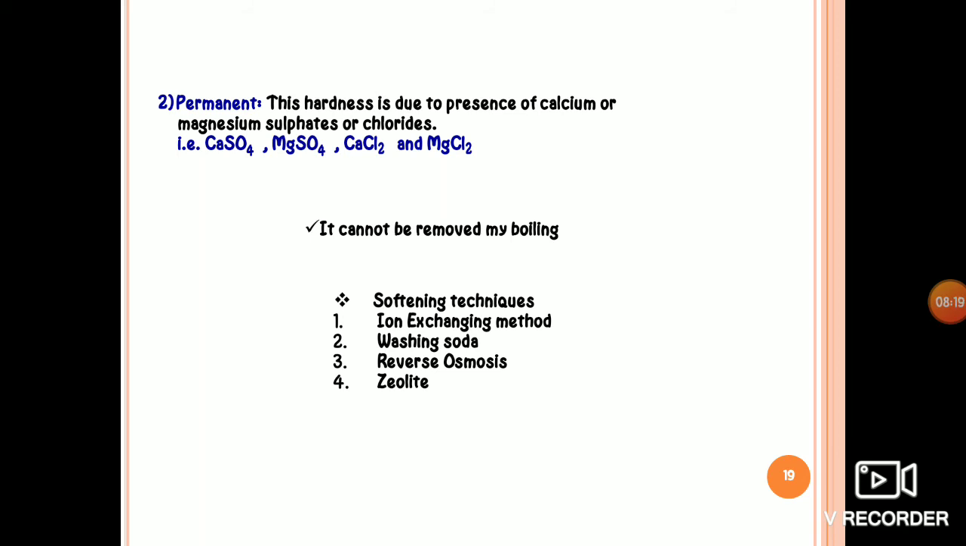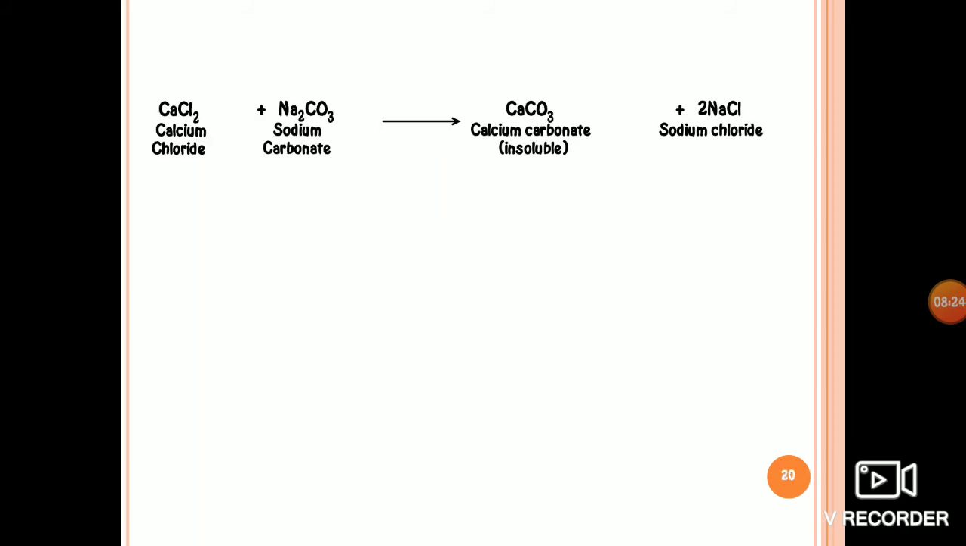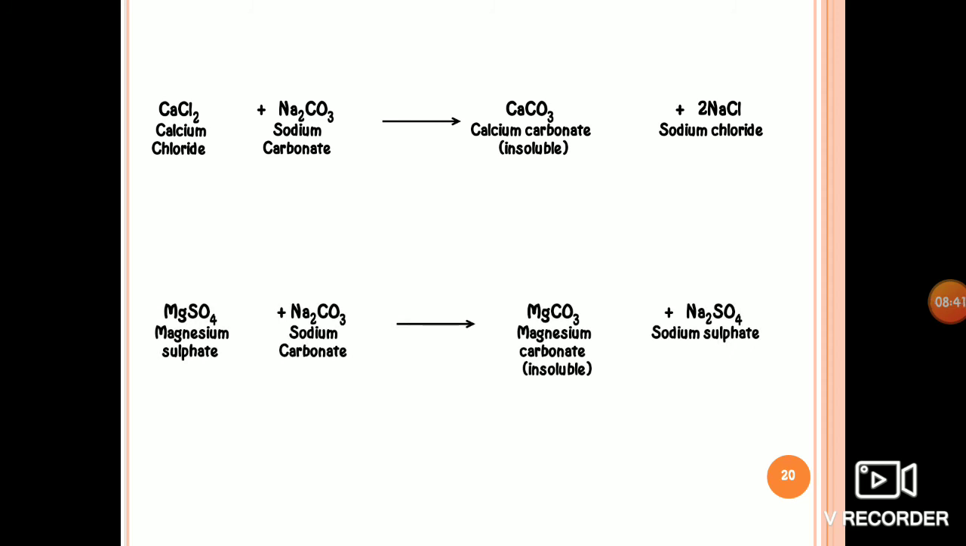Let's look at the reaction for using washing soda to remove permanent hardness. When calcium chloride reacts with washing soda, it forms calcium carbonate, which is insoluble, and we can easily filter it out to give a sodium chloride and water solution, which is soft water. Another example is when magnesium sulfate reacts with washing soda, it forms magnesium carbonate, which is insoluble, and we can easily filter it out to give a sodium sulfate and water solution, which is soft water.